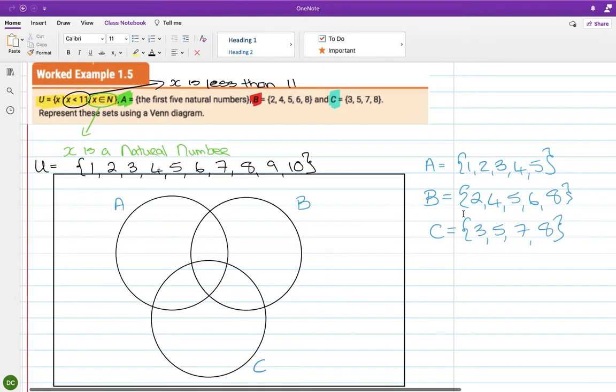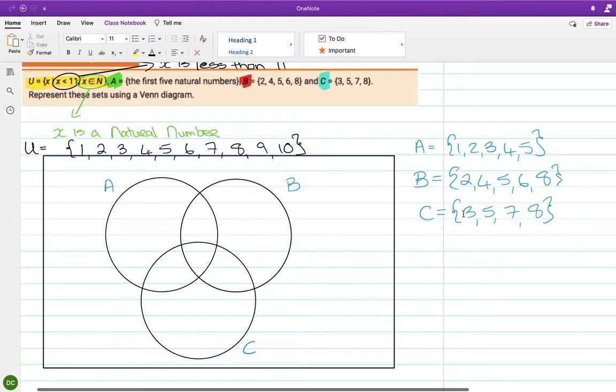Just like we did with the two set ones, we're going to ignore the universal set until the very end. Remember what I said when you're filling out a Venn diagram, you start in the very, very center. The very, very center here is elements that are common to all three sets. So do we have an element common to all three? We do, we have a 5, and a 5, common to all three sets. So that goes in the very center.